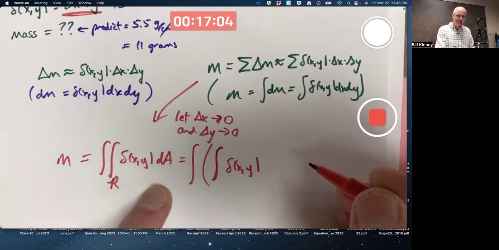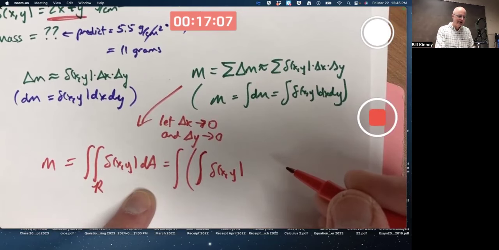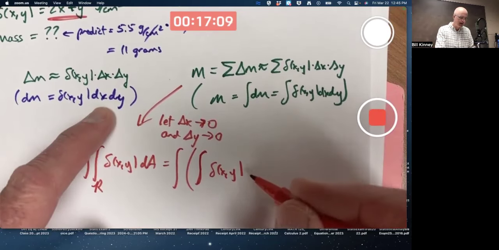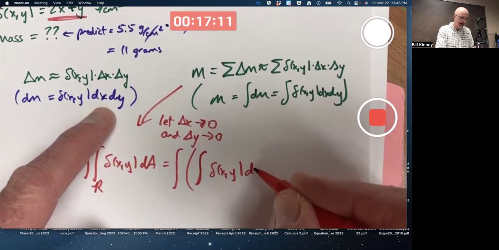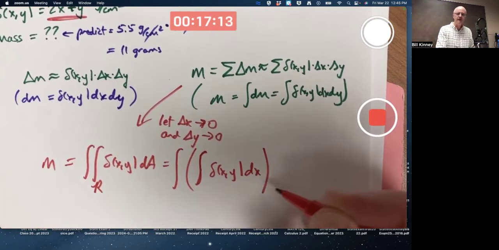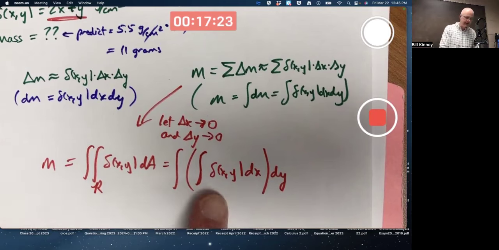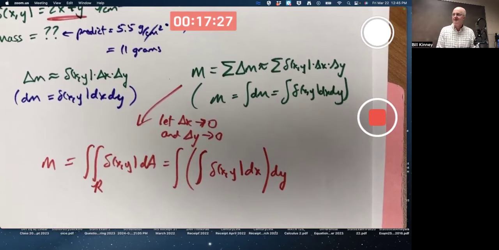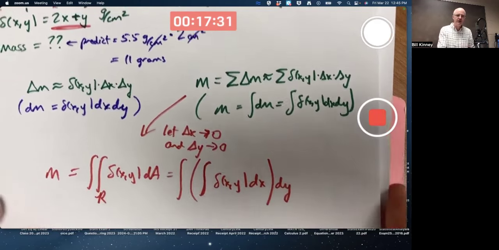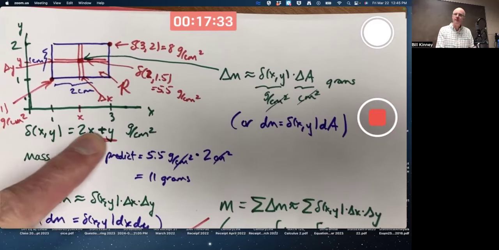Since I thought of dA as being dx dy, I will do it in that order with dx for the inner integral and dy for the outer integral. And we do need limits of integration. The inner integral, you can see, that's done first is with respect to x. I will treat the y as a constant. What are the limits of integration for x? Look at the picture. X goes from 1 to 3.